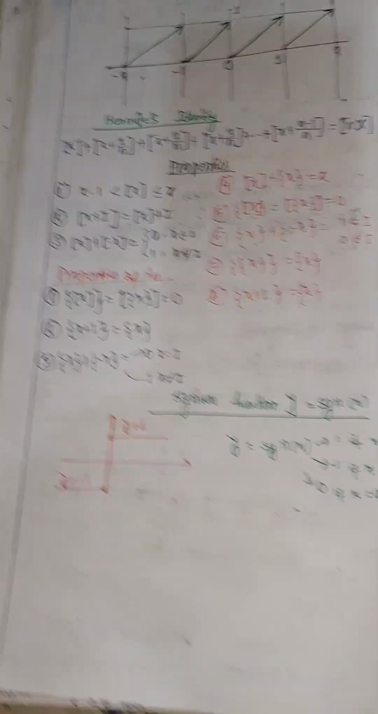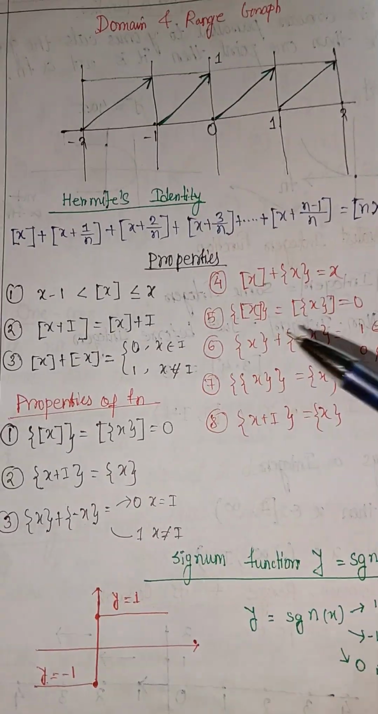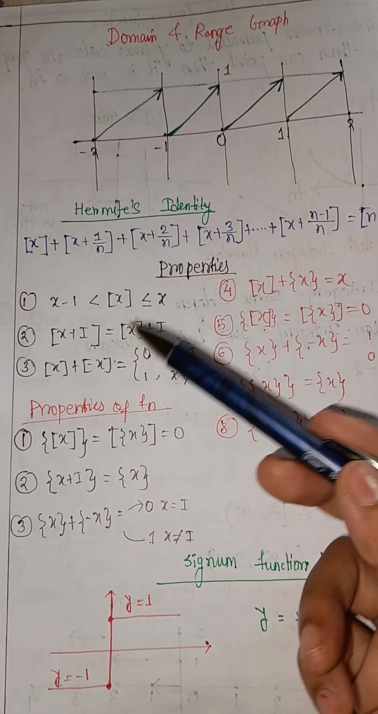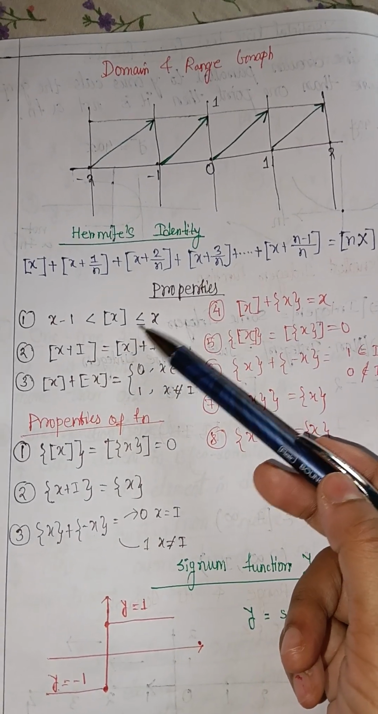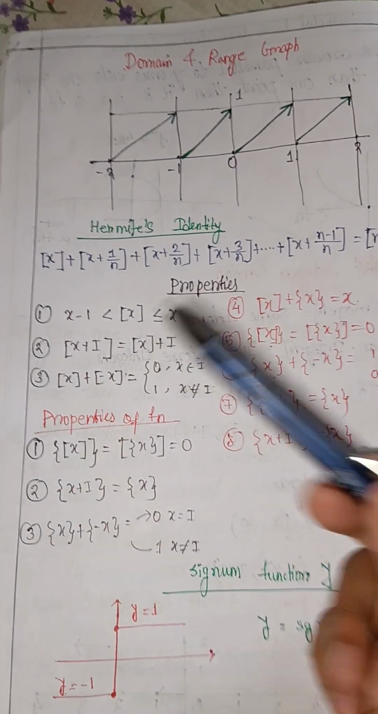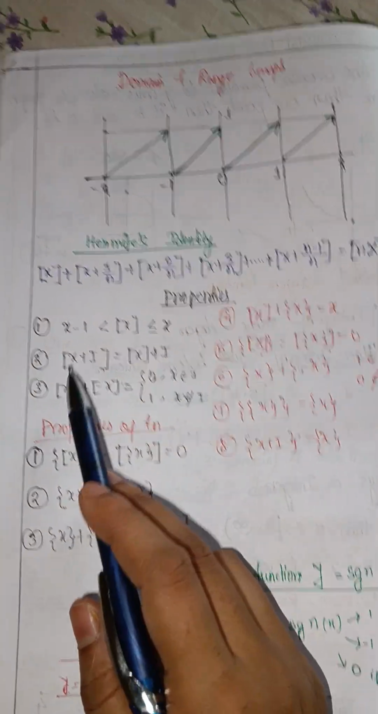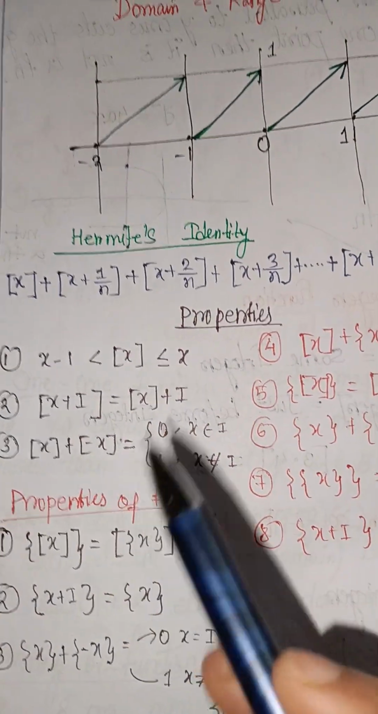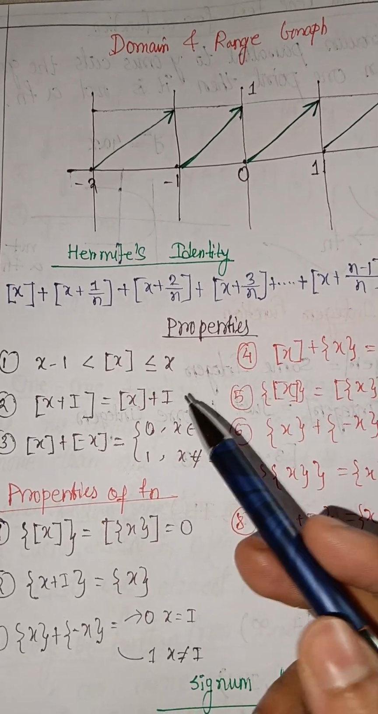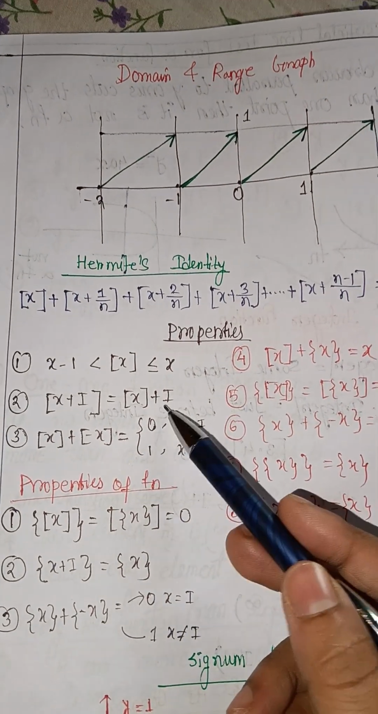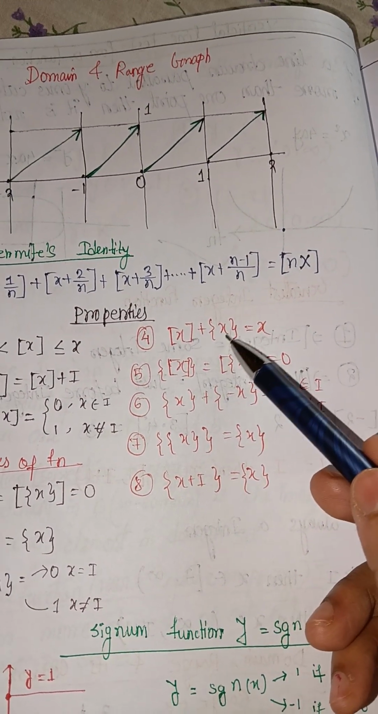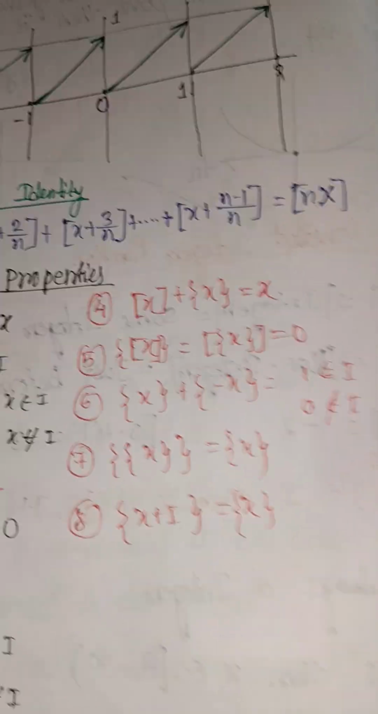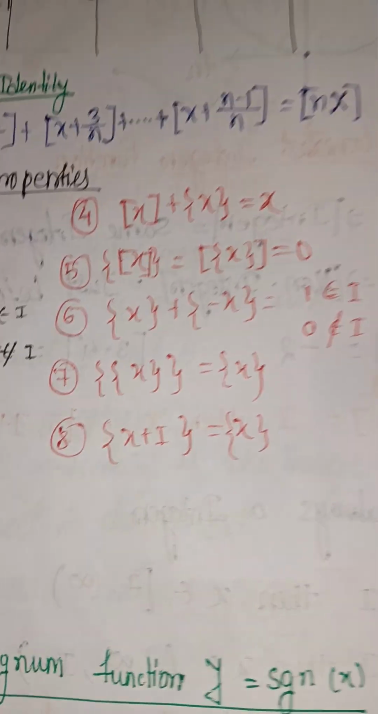Next, some important properties. I discussed some properties and there are some new ones. First, x minus 1 is less than floor x, which is less than or equal to x, as I told on the previous page. Next, floor of x plus I is equal to floor of x plus I. Also, floor x plus the fractional part of x is equal to x. That is, the fractional part of x plus floor x is equal to x.